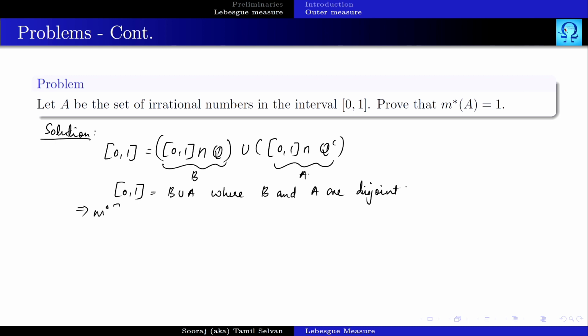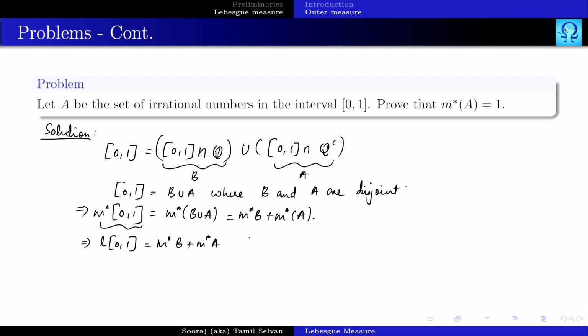Thus the outer measure of this closed interval [0, 1] is the outer measure of B union A, which is nothing but the outer measure of B plus the outer measure of A. We know this is the length of [0, 1]. Let me write this as m star of B and this as m star of A. So this is what we will have to calculate.